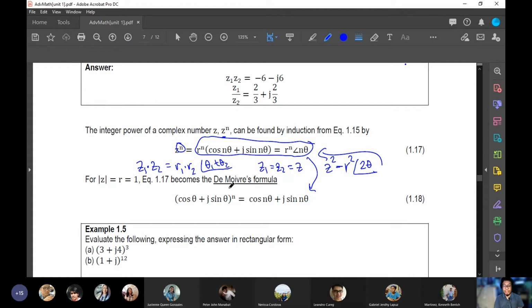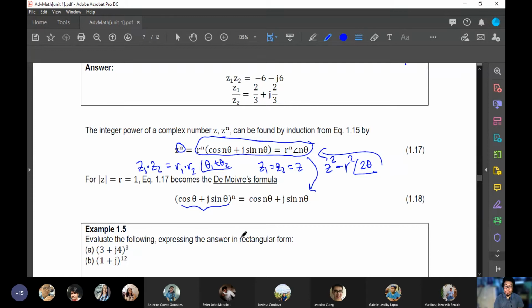This is named after a French mathematician, De Moivre. Alam niyo pag French, medyo maraming silent letters. So we call this the De Moivre's formula. So to apply the De Moivre's formula, you first convert your number into polar form.